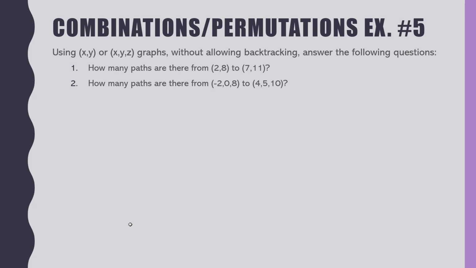8 factorial divided by 5 factorial, because that's how many ways I can rearrange the 5 duplicates of right, and divide by 3 factorial, because that's how many ways I can rearrange the 3 duplicates of up. So you end up with that.